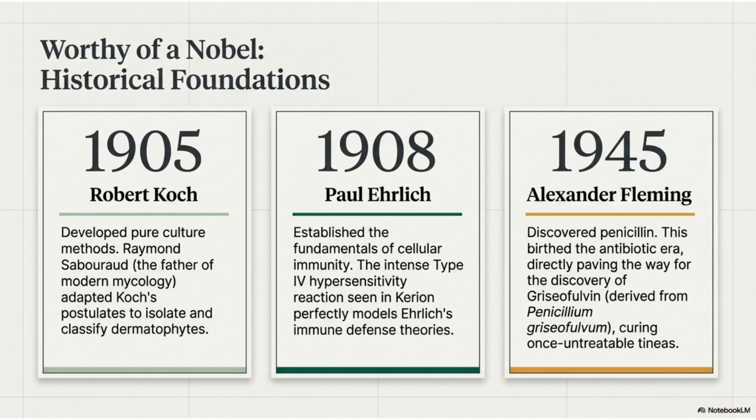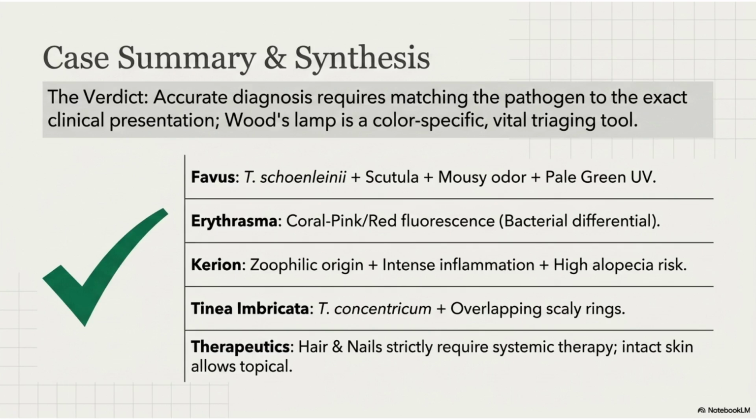The final Nobel laureate connected to this topic is perhaps the most famous figure in medical history, Alexander Fleming, who won the prize in 1945 for the discovery of penicillin. How does the discovery of the first antibiotic relate to fungal infections? Fleming's discovery fundamentally shifted how humanity approached pharmacology. He observed antibiosis, the phenomenon where one microorganism secretes chemical weapons to suppress or kill a competing microorganism.